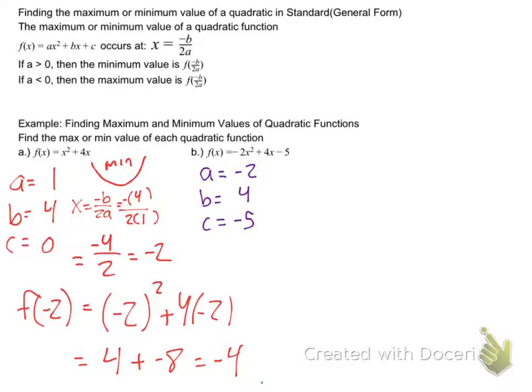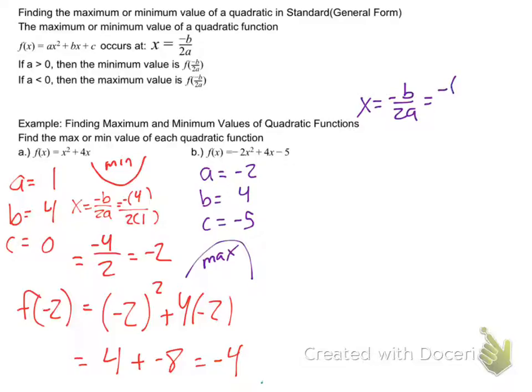This opens which way? Down, which will lead us to having a maximum value. And so now I can do x equals the opposite of b over 2a. Yes, I'm using it, so therefore I'll write it.